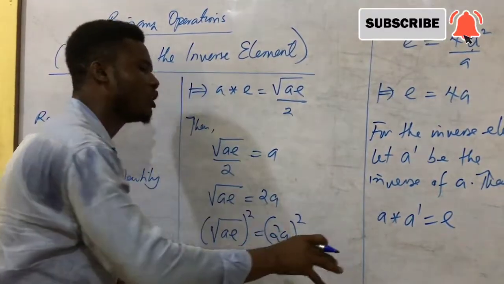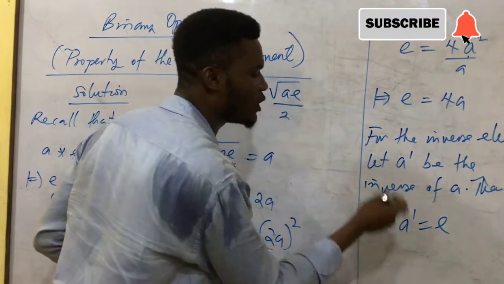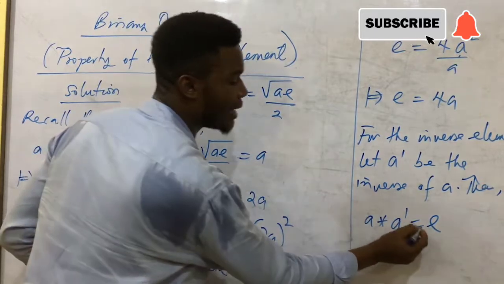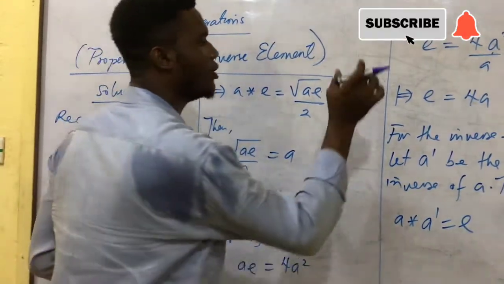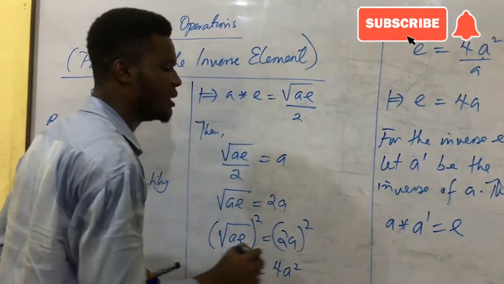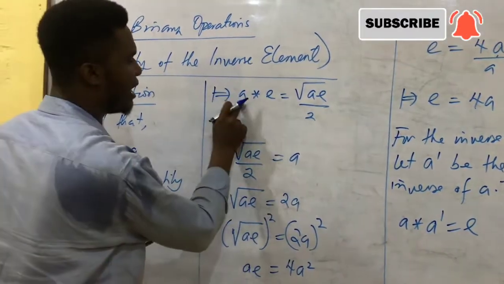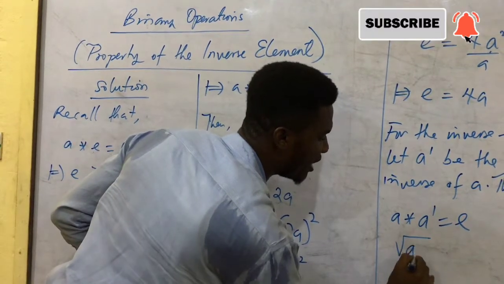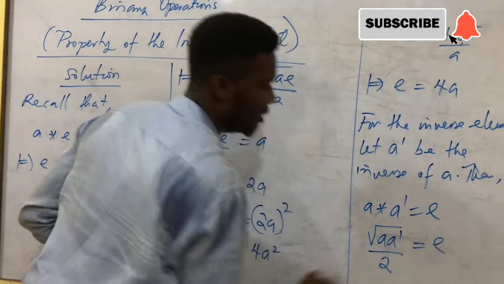So the condition of the inverse element requires that we combine what is presumed to be the inverse element with any element at all, because that will certainly give the identity element. You can now see why I needed to get the identity element, which gave us 4A. So what this means is, if A asterisk A prime gives E, then A asterisk A prime will become the square root of A A prime all over 2, giving me E.